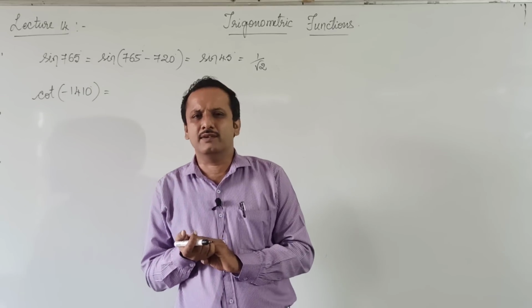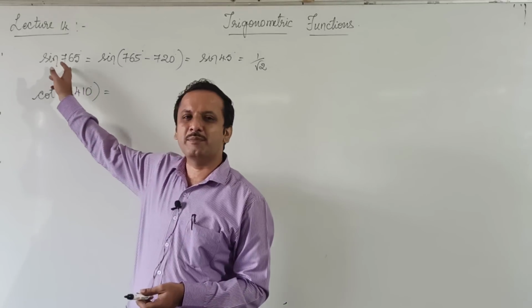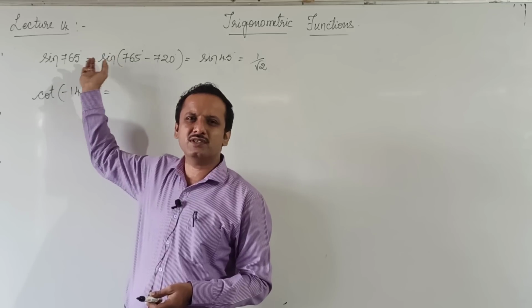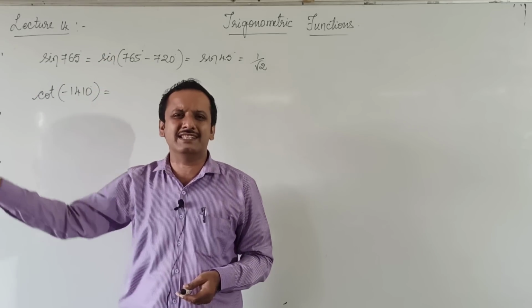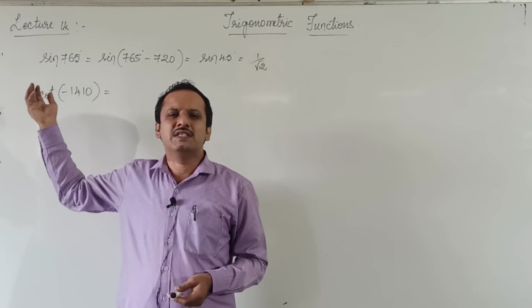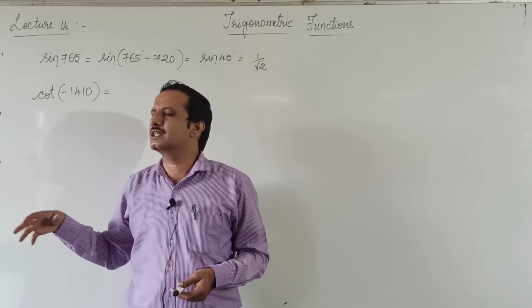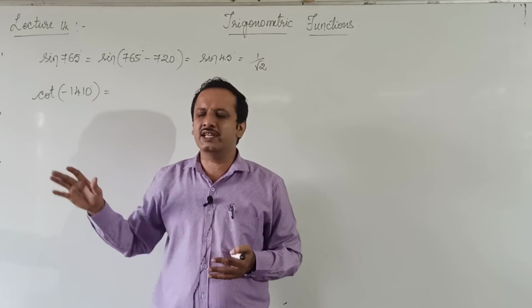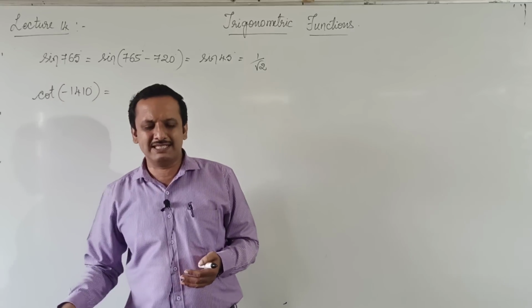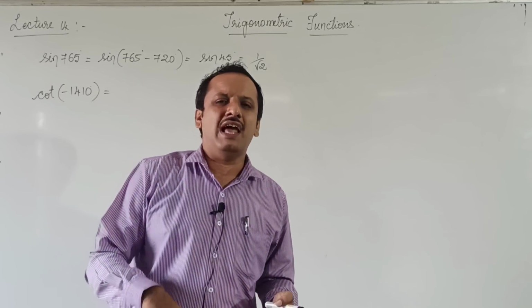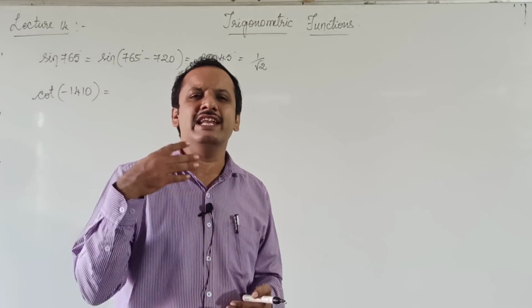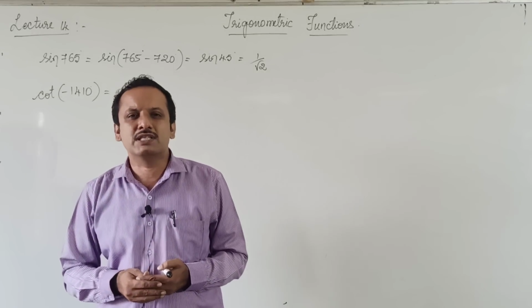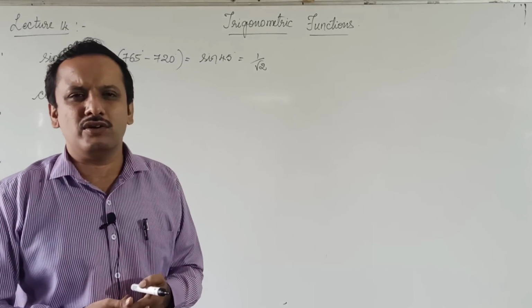We can add now. See, in the previous problem, I asked you to subtract a multiple of 360 degree because that angle was beyond 360, it was greater than 360. Whereas now this is less than 0, and we want the angle between 0 and 360 degree. So now we will add 360 or any multiple of 360 degree so as to bring this in between 0 and 360 degree.